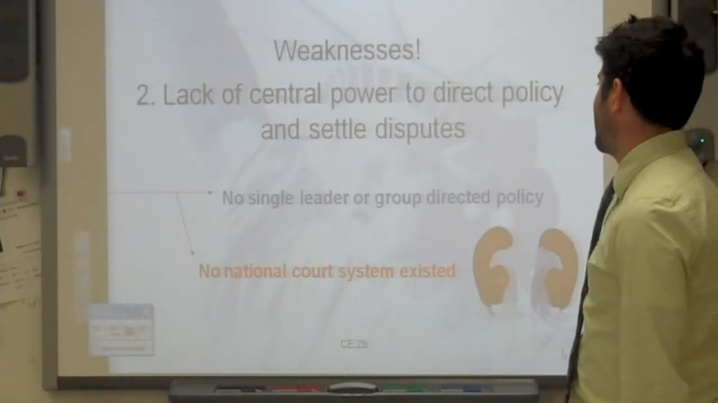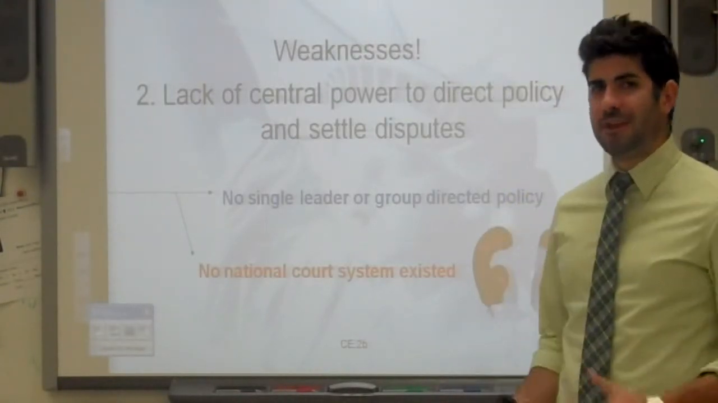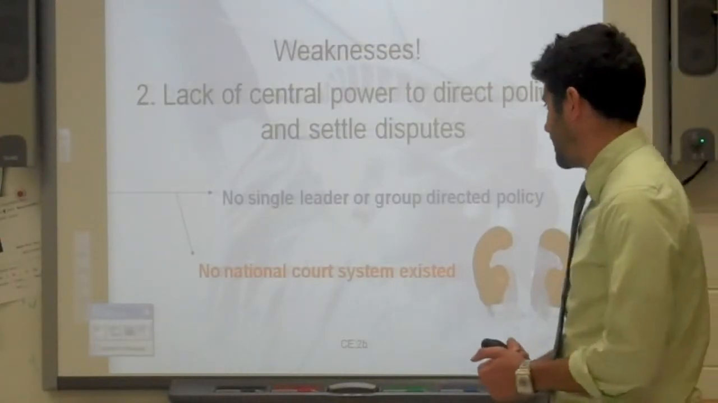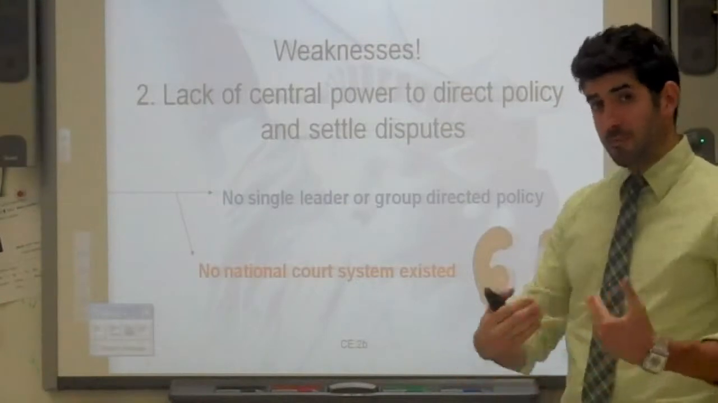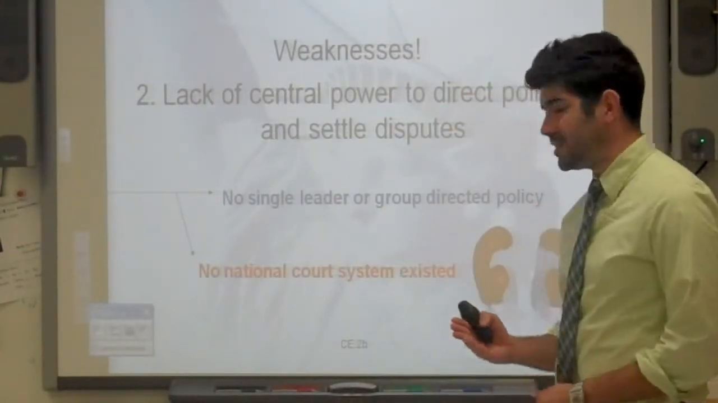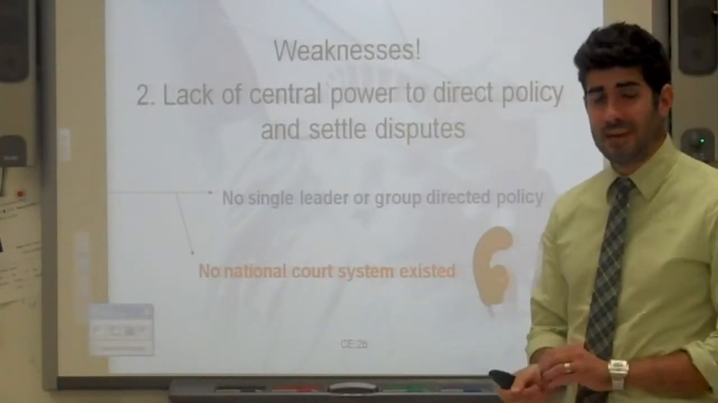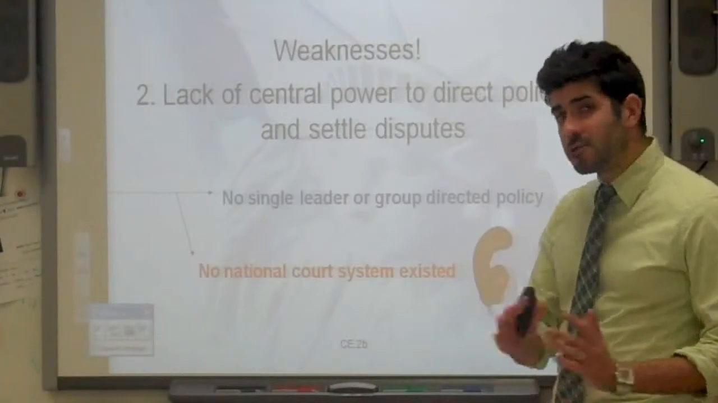There was a lack of central power to direct policy and settle disputes. There was no national body, no national executive like the president today. Every state had 13 individual governors who all thought they were the most important individual. So no single leader to direct policy. That's what the president does today with his cabinet and group of advisors. No national court system, so no Supreme Court.